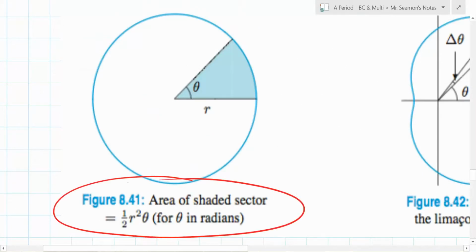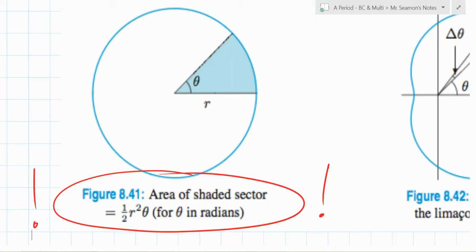So this is the crux. This is the core of the next little thing we have to know about polar land. Area of shaded sector is 1/2 r squared theta. My question to you is, where does that come from? I like that idea. So what's the area of the circle equal to? The area of a circle is?